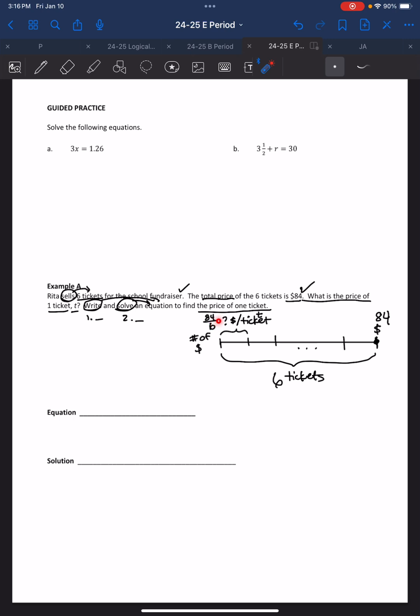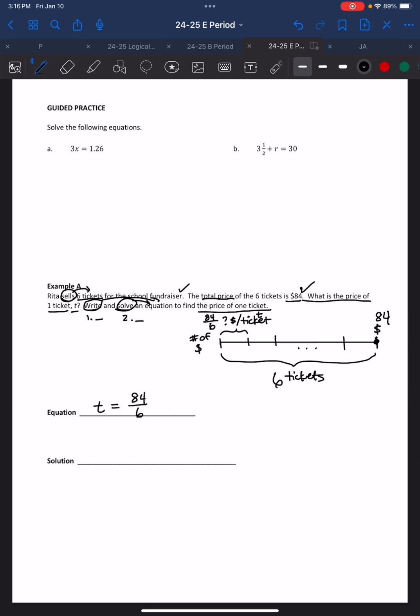Now, if you look at this number right here, this is telling us the number of dollars per ticket. T is also telling us the number of dollars per ticket. Both of these numbers are the exact same number. If they're naming the same number, they must be equal to each other. So that's my equation: T equals 84 divided by 6. Okay? So that's my equation. It doesn't tell me a particular way to write it.